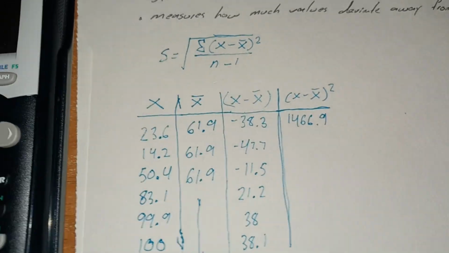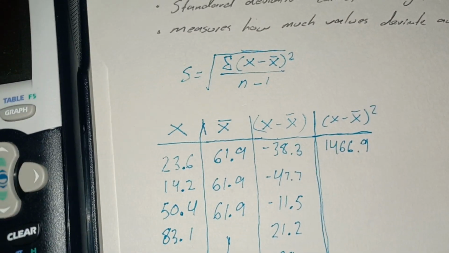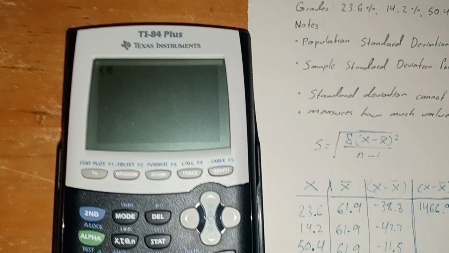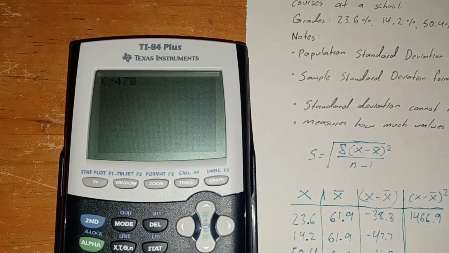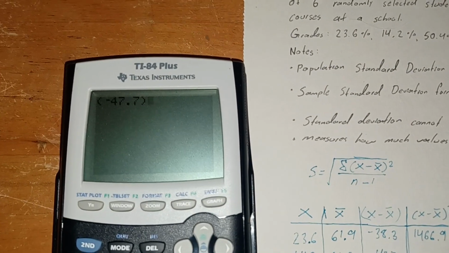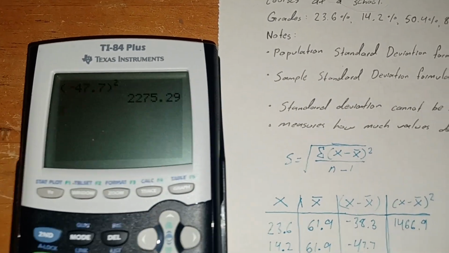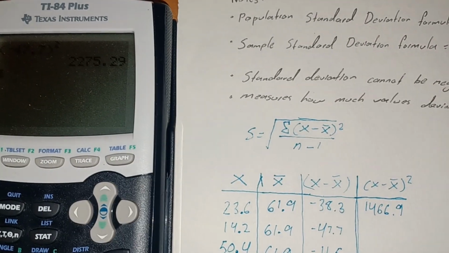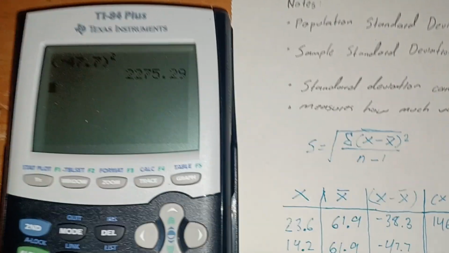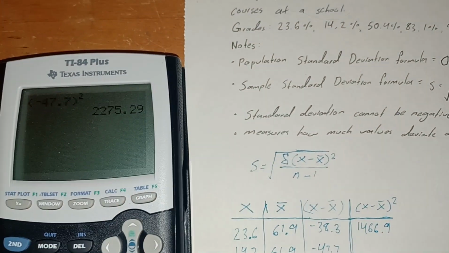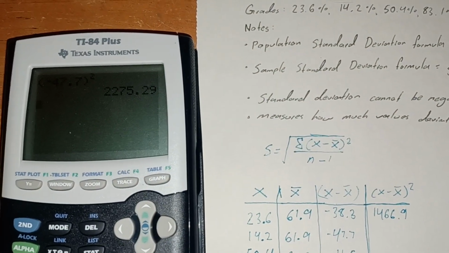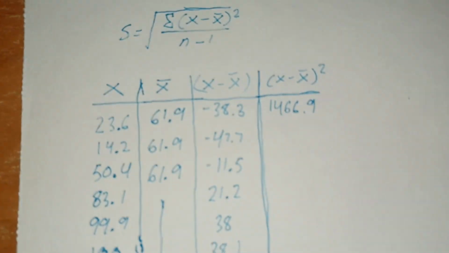Let's do the other one. Negative 47.7. Parentheses. Negative 47.7. Close parentheses. Squared. That's going to give us 2275.29, but we're going to round again to one decimal place, so that's going to turn into 2275.3. Let's go ahead and write that down.